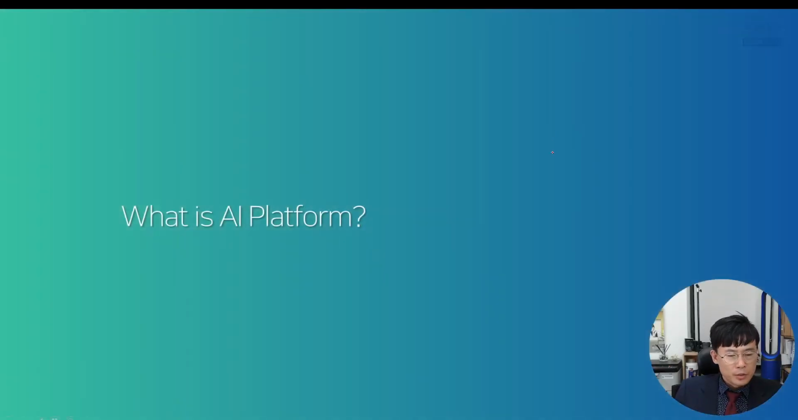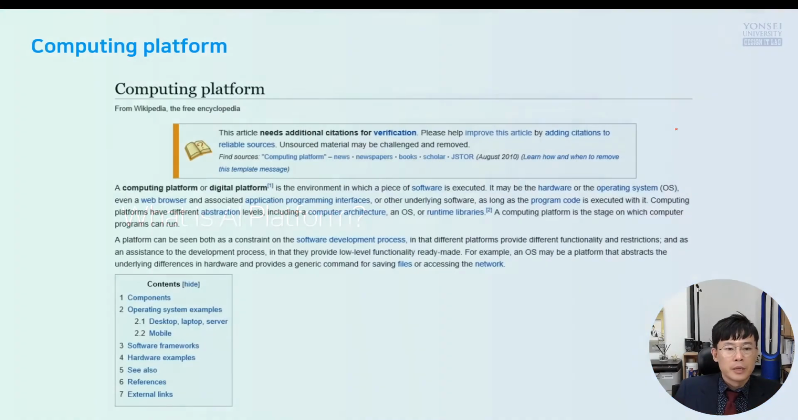At first, take a look. What is an AI platform or software platform, or usually we say computing platform? That's a general term, as you can find out from Wikipedia or certain documentation. As you see here, a computing platform or digital platform is the environment in which a piece of software is executed.